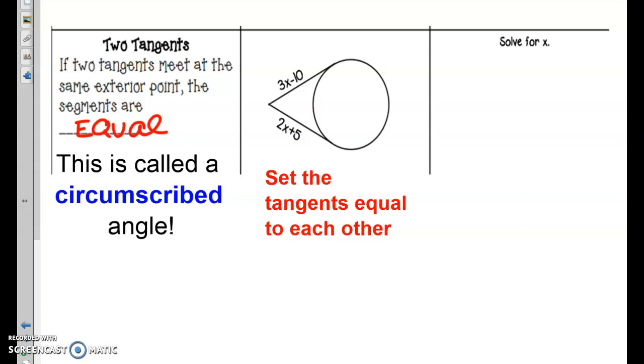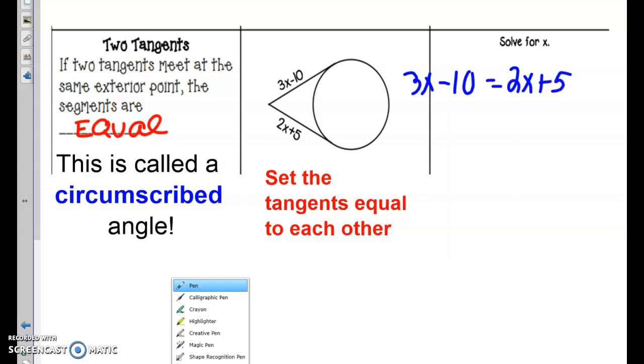So to solve for x here, we are going to set the tangents equal to each other, and then solve for x. So we're going to say 3x minus 10 is equal to, I'm going to run out of room here. I'm going to go off the screen. I need to erase and move that over. All right. 3x minus 10 is equal to 2x plus 5.